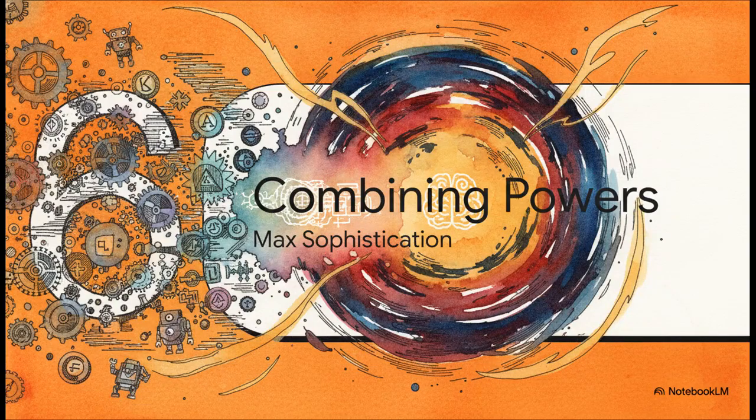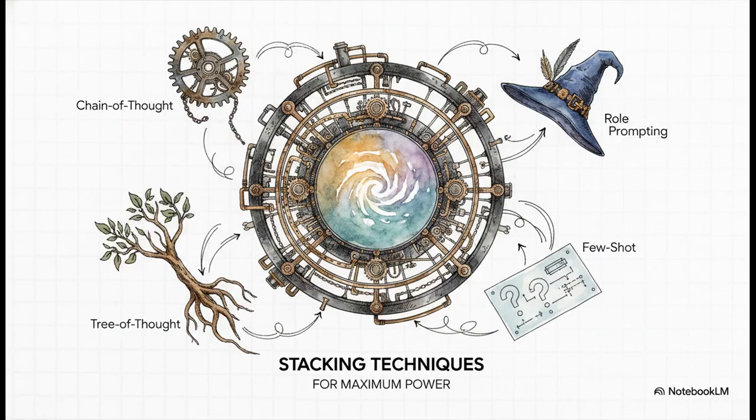And finally, number 6, combining your prompting powers. All right, we've reached the boss level of this explainer, combining these individual techniques into one massive, powerful prompt for maximum reliability. As the source material reminds us, good prompting is highly iterative, and these strategies aren't mutually exclusive at all. The real magic happens when you stack them.